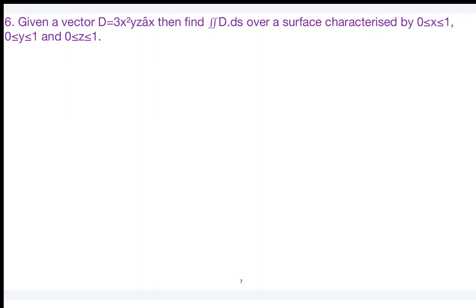See here what you need to do. You need to find the double integral of D dot dS. But look at the characterization of the surface he has given. Is it a closed surface or an open surface? Please answer.